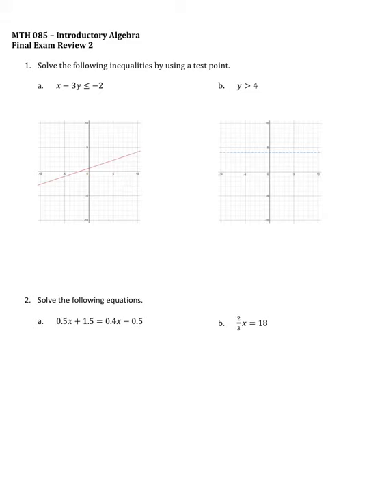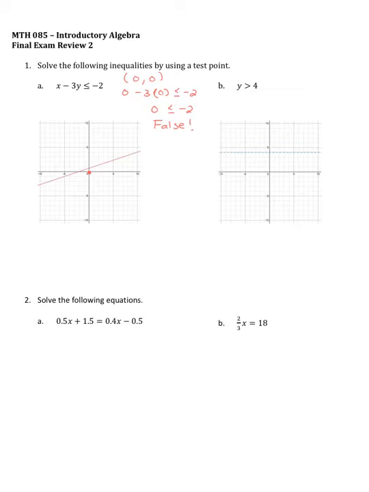Let's try it out. I'm going to put 0 in place of both x and y in my inequality and simplify it. So that's 0 minus 3 times 0. Is that less than or equal to negative 2? Is this a true statement? On the left we get 0, on the right we get negative 2, and this is false. That means this point does not work, and therefore I don't want to choose this side of the line. It has to be this side of the line that works.